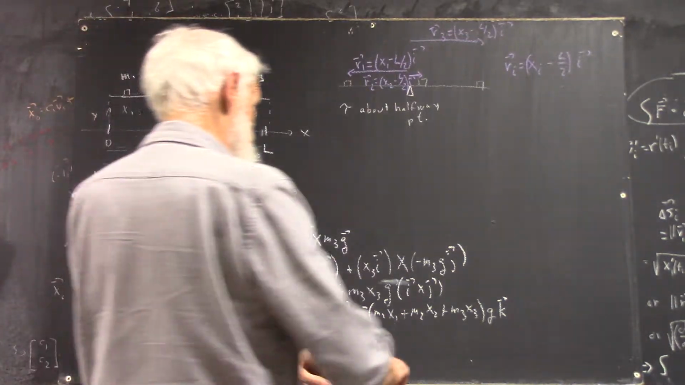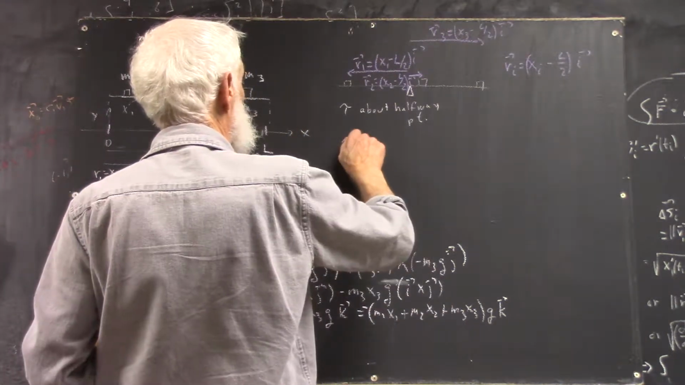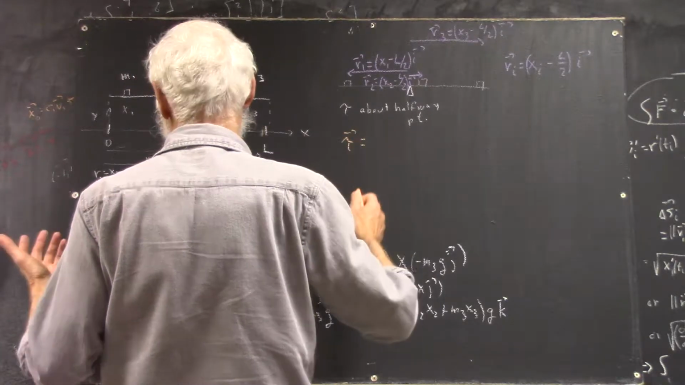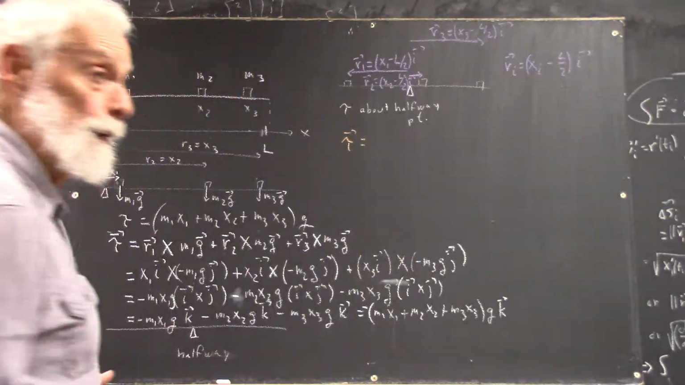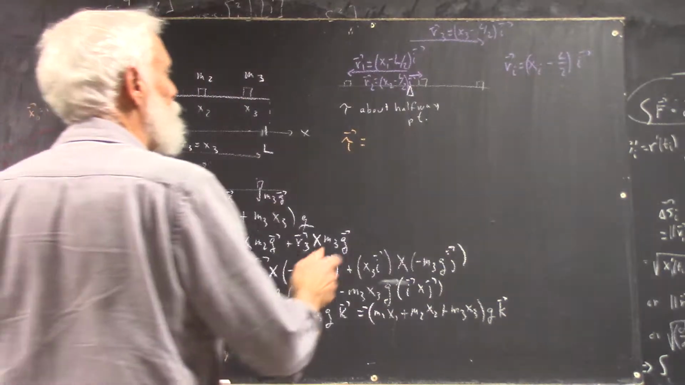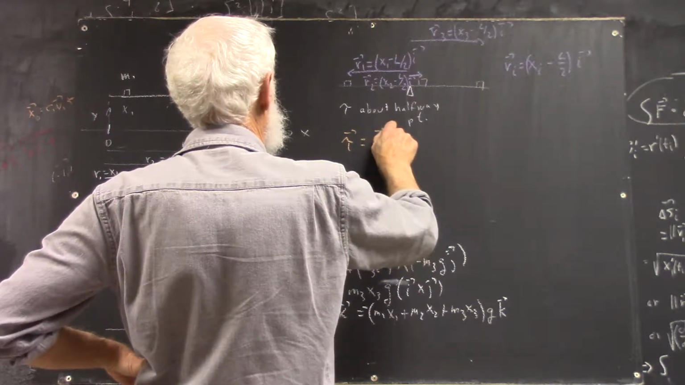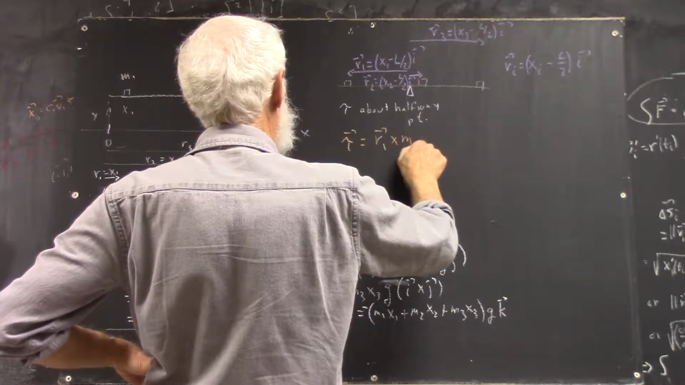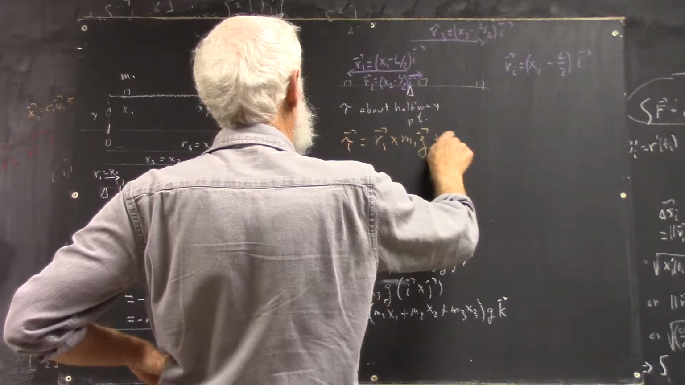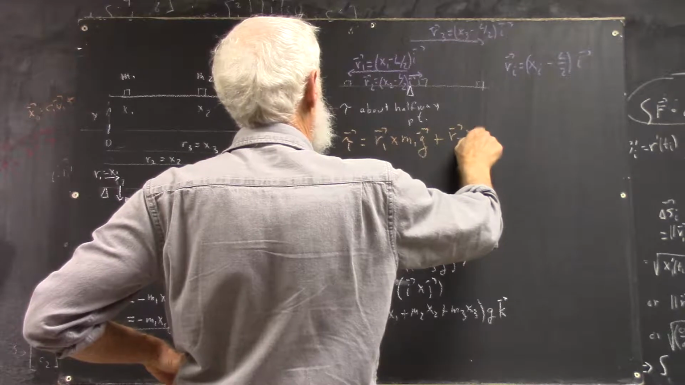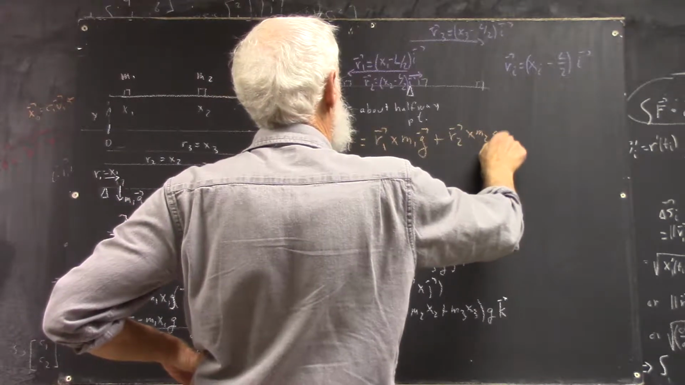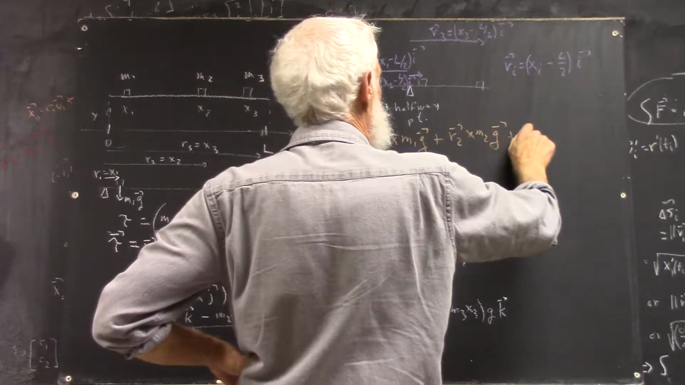So the vector form of the torque is, and I'm just going to simplify it. I can write it this way.